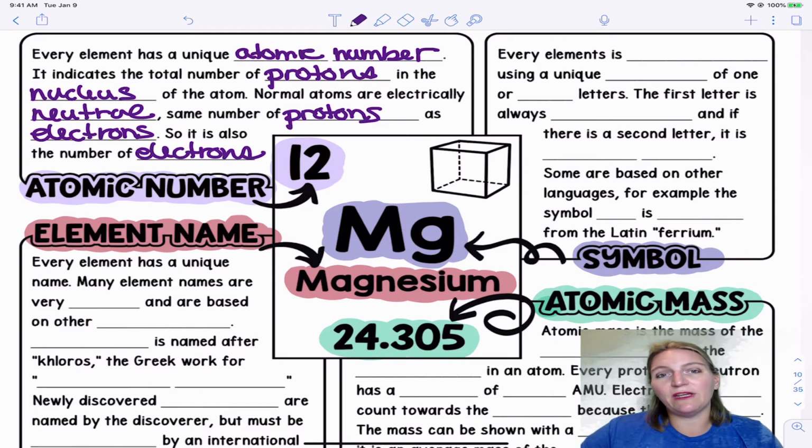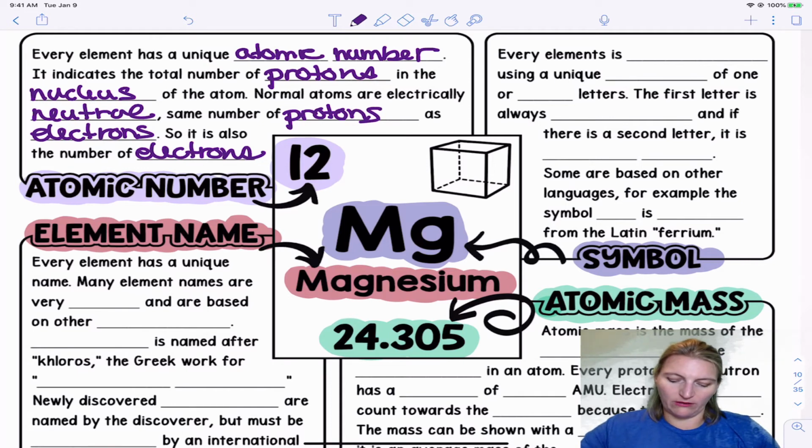So for example here, this is magnesium. Magnesium's atomic number is 12, which means I can deduce that it must have 12 protons. And if we're talking about the magnesium atom, not the ion, the magnesium atom will also have 12 electrons.